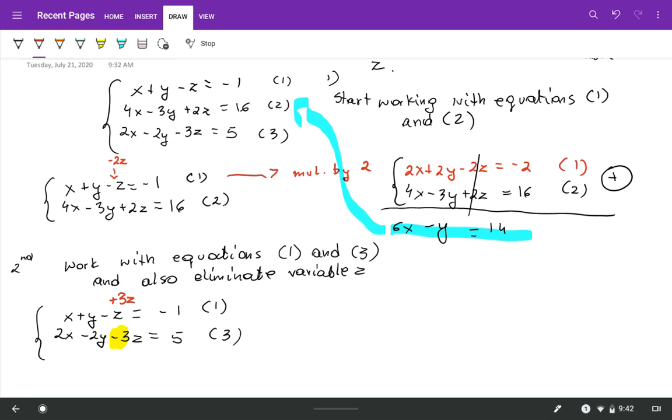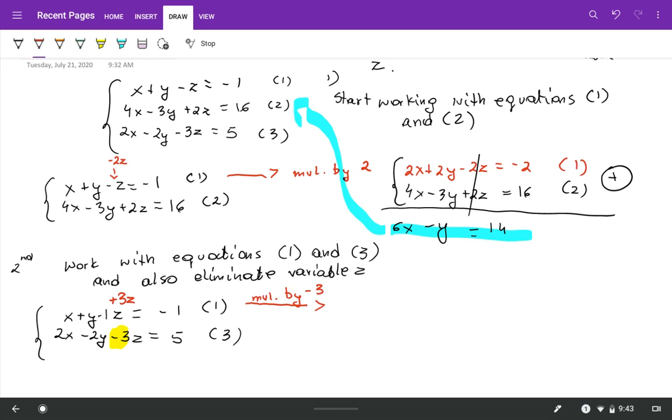So in order to get that positive 3z, we're going to multiply equation 1 by -3. Because -3 times, again, at this moment in front of z, you have -1. So -3 times -1 will give us that positive 3z. So again, multiply by -3. I'm sorry, just -3.